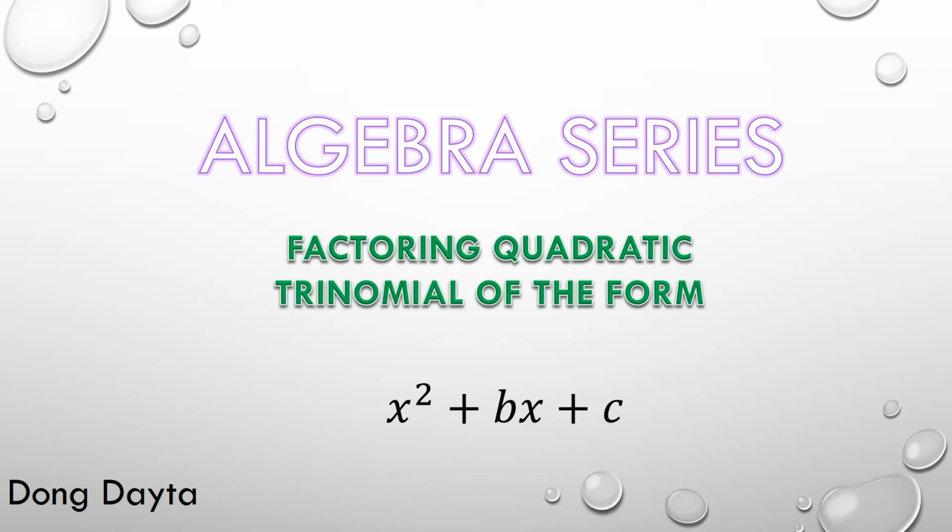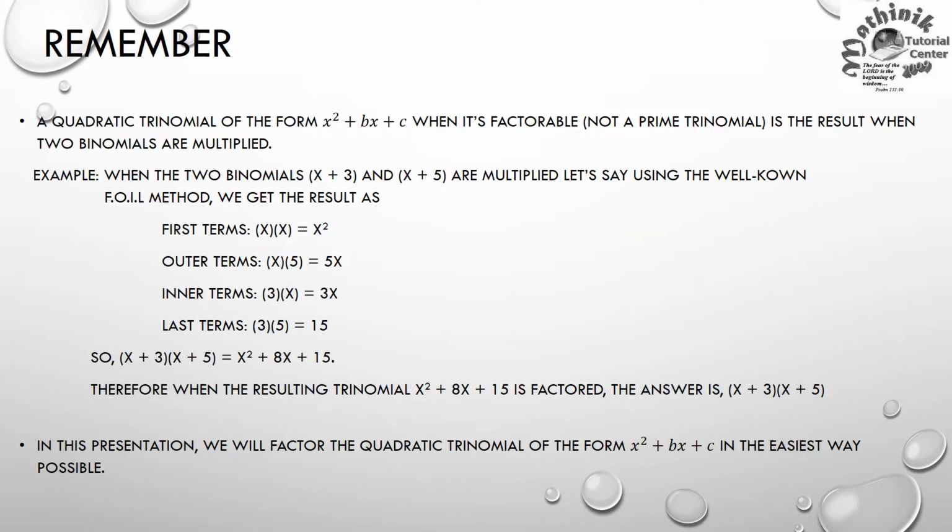Good day. In this video, let us start our algebra series. And this time, let's start with the basics. Let us do factoring quadratic trinomials of the form x squared plus bx plus c, where b and c are integers. A quadratic trinomial of the form x squared plus bx plus c, when it's factorable, meaning it's not a prime trinomial, is the result when two binomials are multiplied.